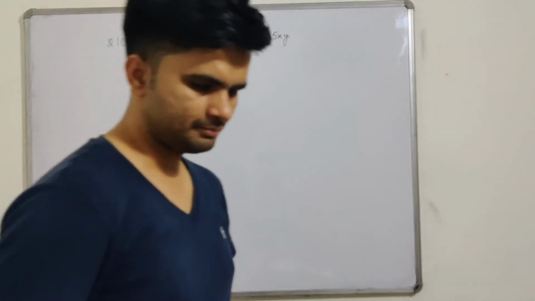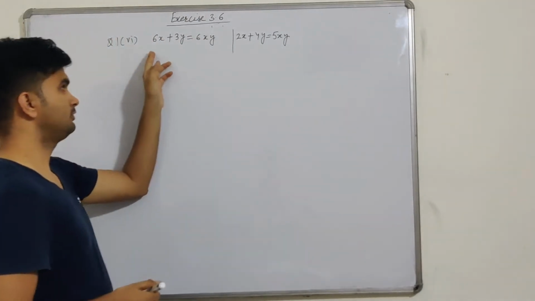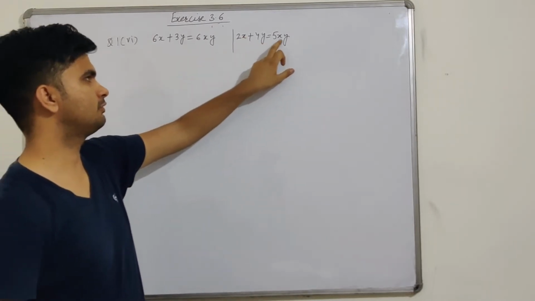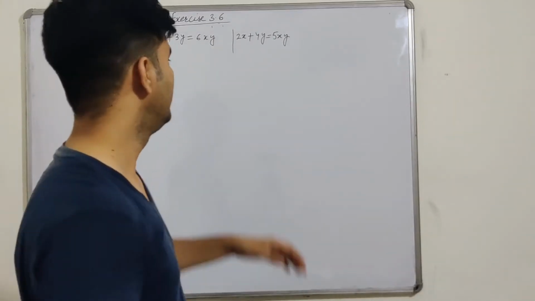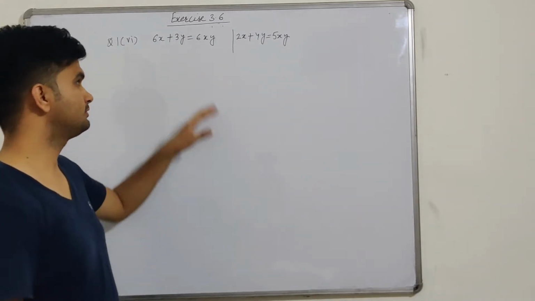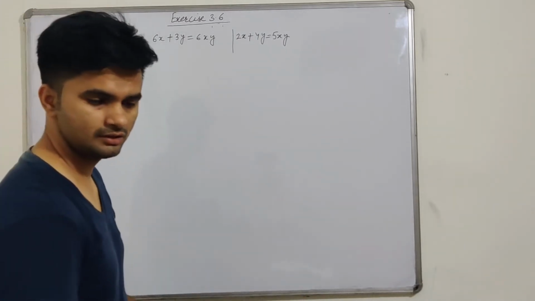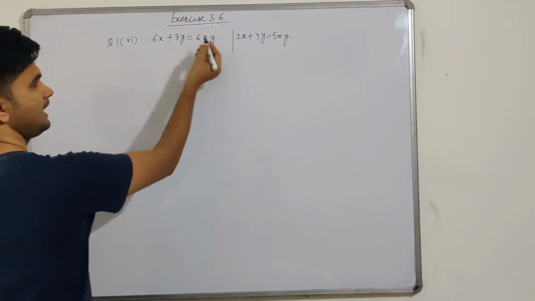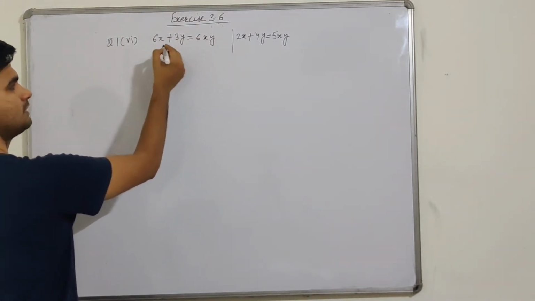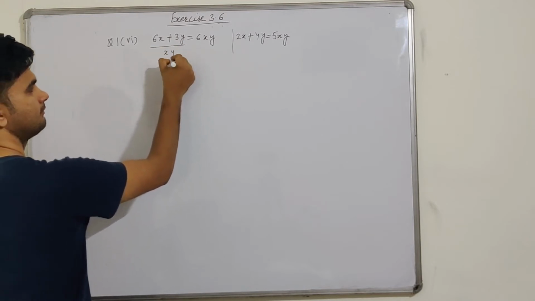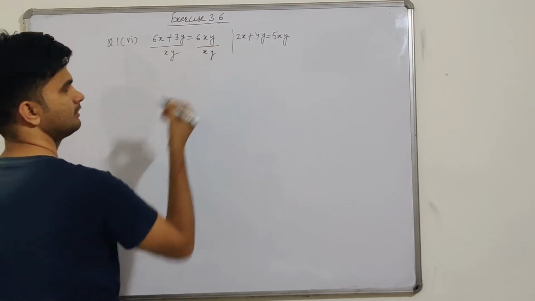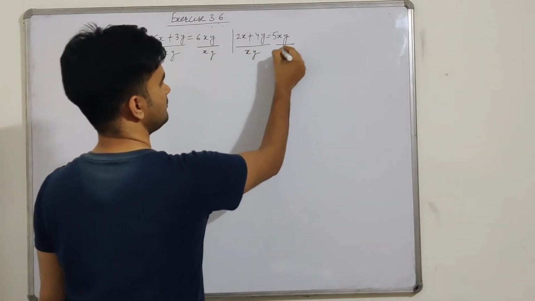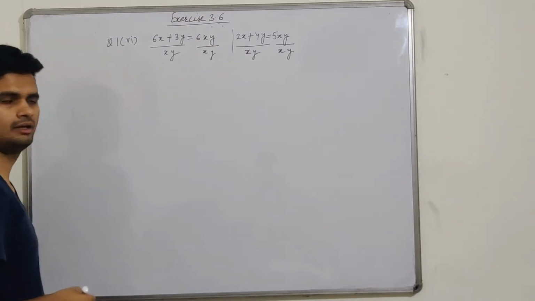Now come to the sixth part. We have two equations, 6x plus 3y is equal to 6xy and 2x plus 4y is equal to 5xy. Now see how we will reduce these two equations into linear equations in two variables. See here we have xy on the right hand side, so divide both sides by xy. Same step we will follow here, dividing both sides by xy.